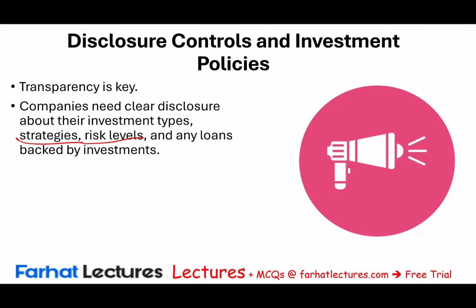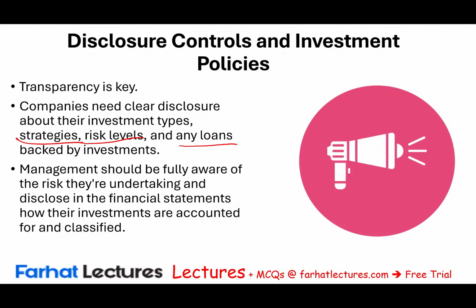Certain companies can tolerate more risk than others. If you are a finance company, that's what you do day in and day out. You can tolerate more risk than a real estate company that deals with real estate. They have to protect their asset, versus a software company versus a construction company. And we need to disclose if there are any loans backed by investments. We need to let the investors know about this. The users, that's what we mean by investors.